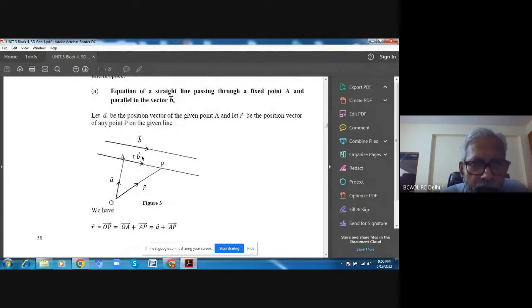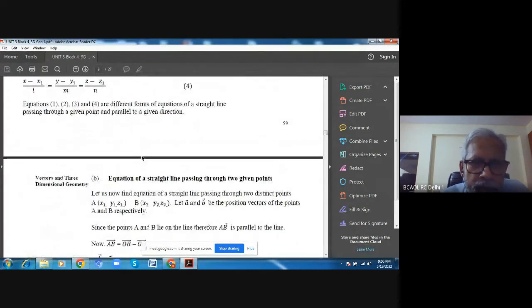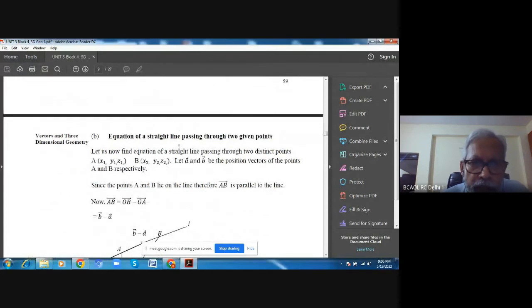Anyway, now see the equation of a straight line. Okay.